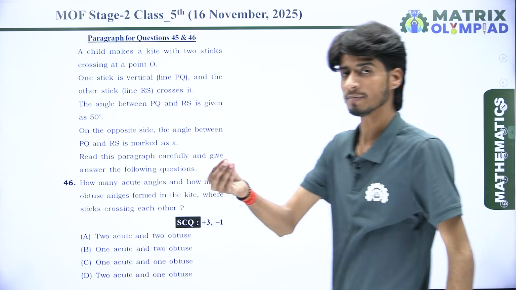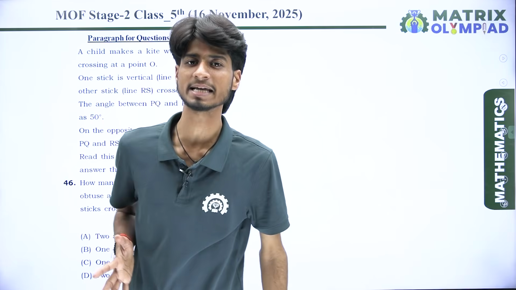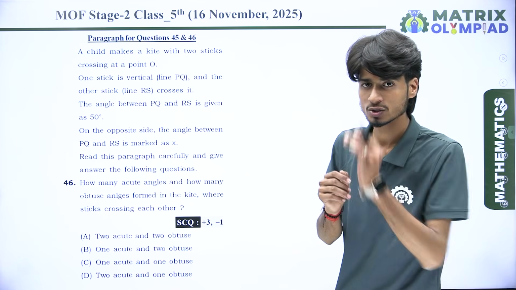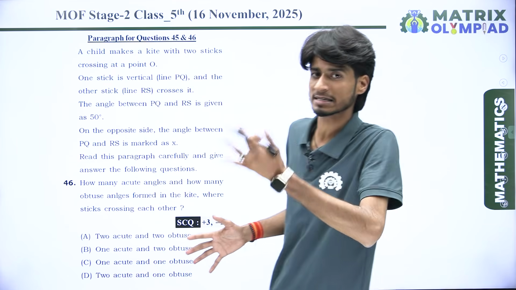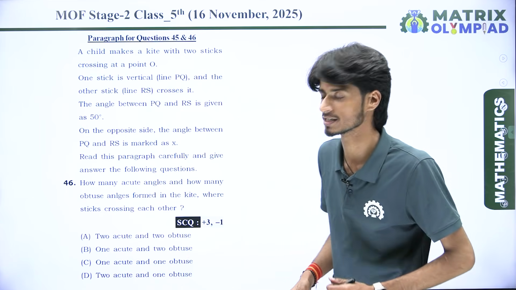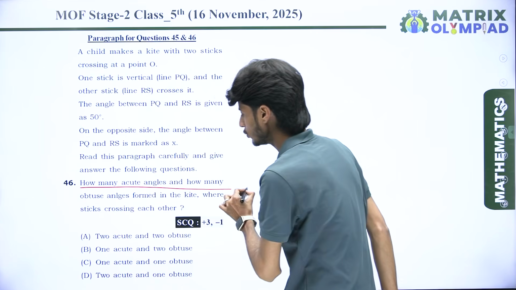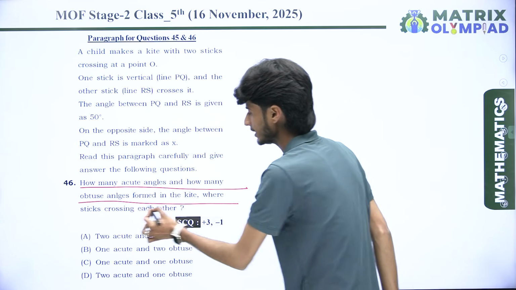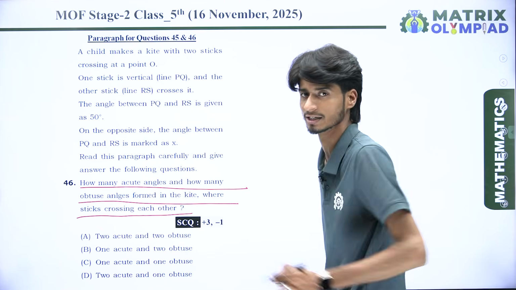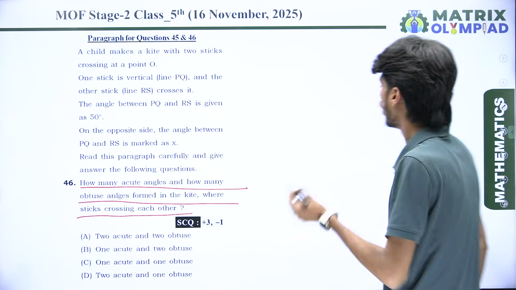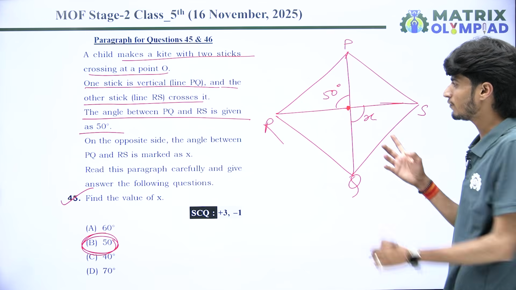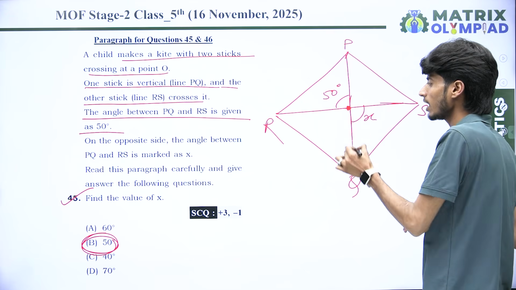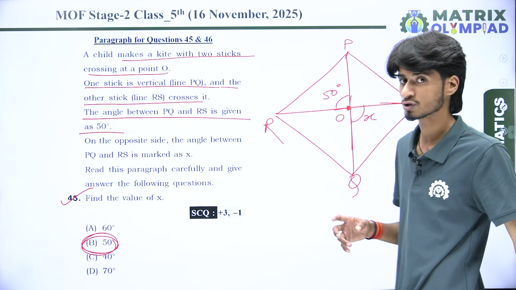Now we have question number 46 based on the same paragraph. You can see here. First of all, read the question and after that we use the previous data. Question number 46, what does it say? How many acute angles and how many obtuse angles are formed in the kite where the sticks cross each other? Look, whenever you observe in the previous question, you see there are 4 angles whenever the sticks cross at a point O. Yes or no?